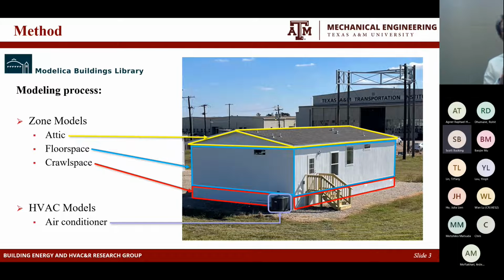So the process that we wanted to go through was to split the homes into 3 separate zone models. So a crawl space that's underneath in which the foundation is built on, the actual floor space of the zone where the occupants would live inside, and then the attic space. Actually, the attic you can't really access as an occupant, it's closed off. And then the model of the HVAC, which is just a split system air conditioner unit.